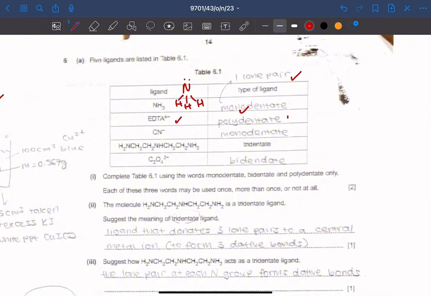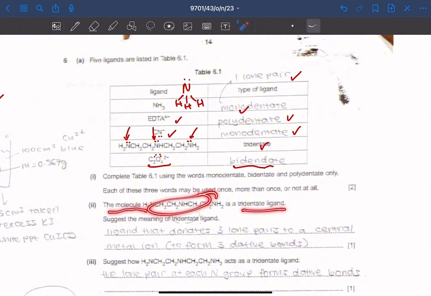EDTA4- is actually known to be a polydentate. CN- is a monodentate because of the lone pair, just like NH3. And this one is known to be a tridentate if you count 1, 2, 3 lone pairs. So a dative bond can form from each of these lone pairs. C2O42- is actually a bidentate because of the lone pairs on oxygen.